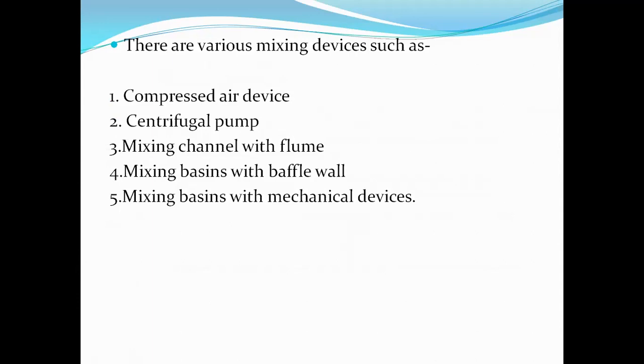Now see what the mixing channel with flume is. It is a channel which contains the coagulant, and the coagulant is added into the water through the flume. Flume means a straight channel through which the water or solution passes in a straight line.